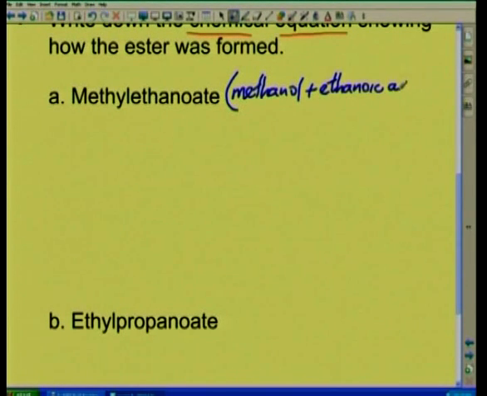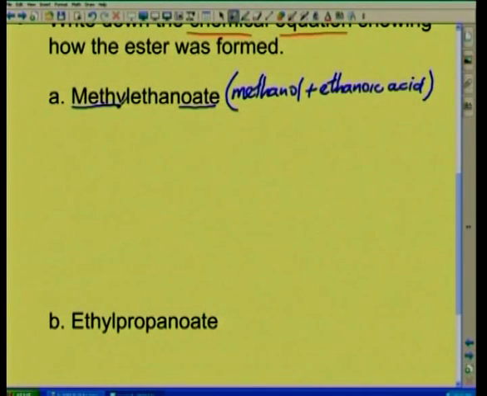Ethanoic acid. Okay, ethanoic acid, the OH part there must be the acid part, and the methyl group should be the alcohol part. Now the next section of answering this question is to show how the methyl ethanoate ester was formed. So the first thing, let's start with the acid.